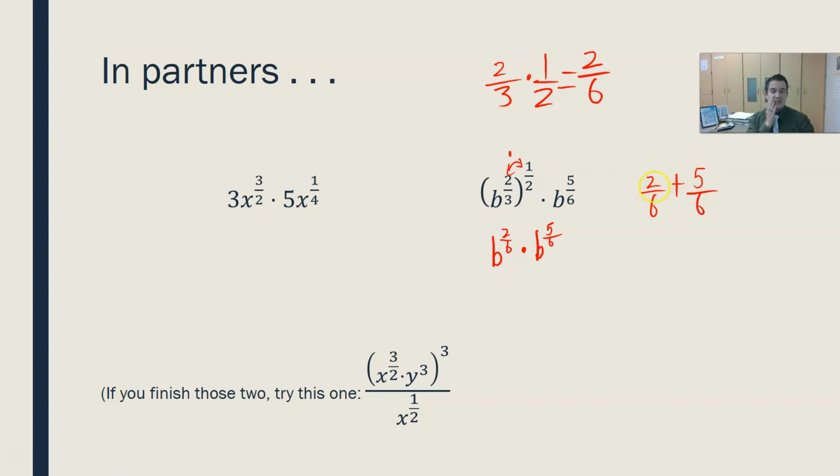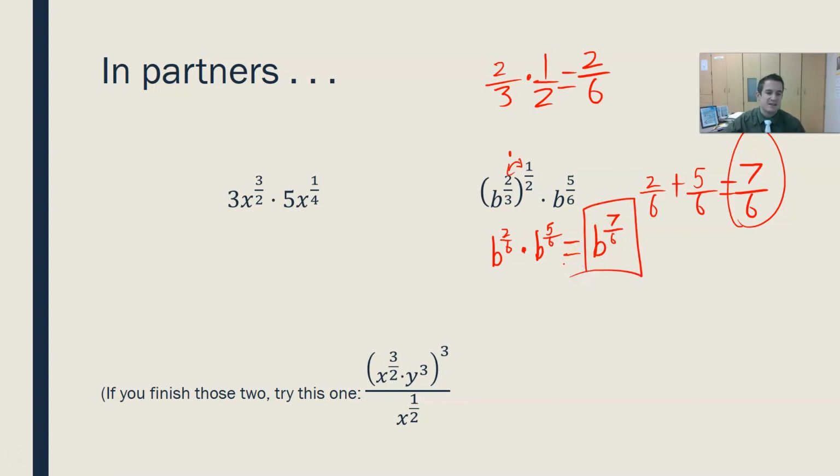And I left this as 2/6 because notice they already have a common denominator. So I'm going to add the tops, leave the bottom the same. So this final answer would be b to the 7/6 power.